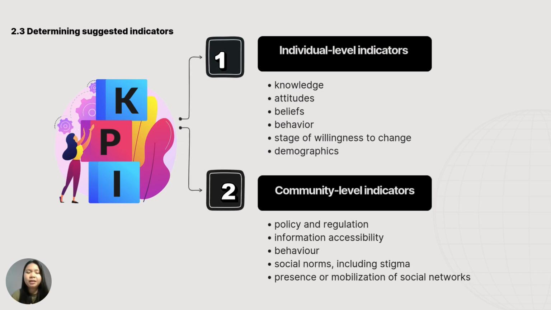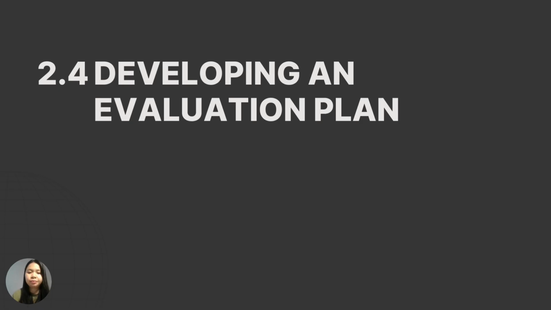Under individual level indicators, things that we can take into consideration are knowledge, attitudes, beliefs, behavior, stage of willingness to change, and demographics. For community level indicators, these are the measures: policy and regulation, information accessibility, behavior, social norms, including stigma, and presence or mobilization of social networks. So these are the measures that we can use for our KPIs, specific measures, I mean.